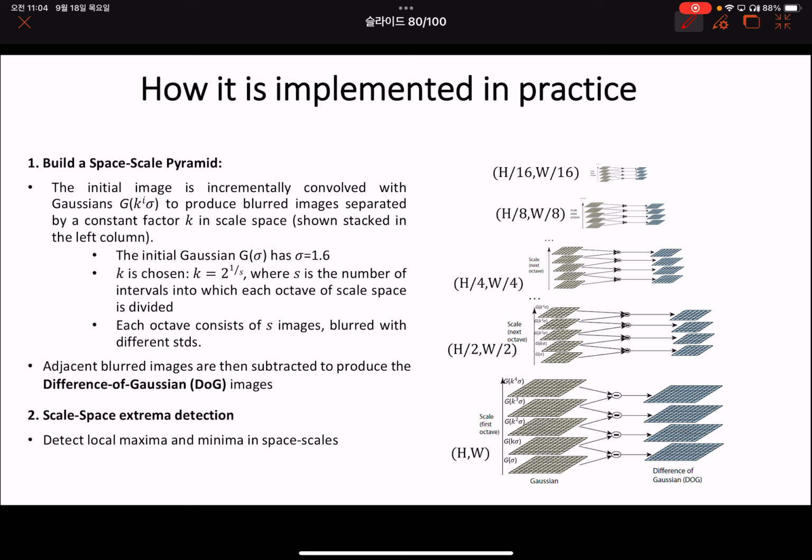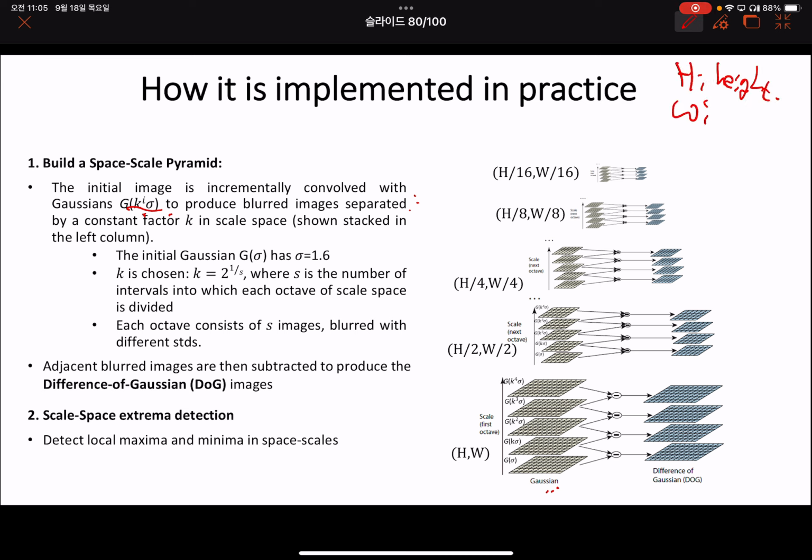And in practice, how can we implement this? As I said, we first apply the Gaussian kernel. The initial image is incrementally convolved with the Gaussians to produce blurred images separated by a constant factor k in scale space, shown stacked in the left column. So these ones are the original image. H means height.